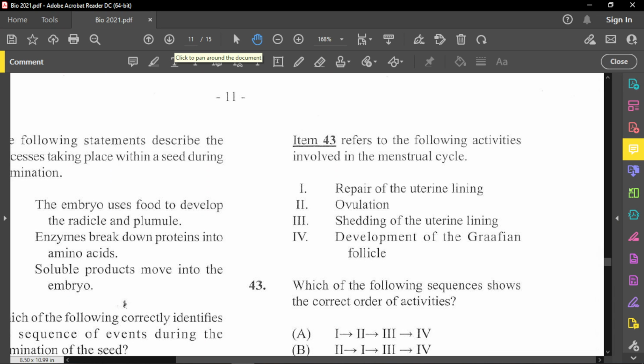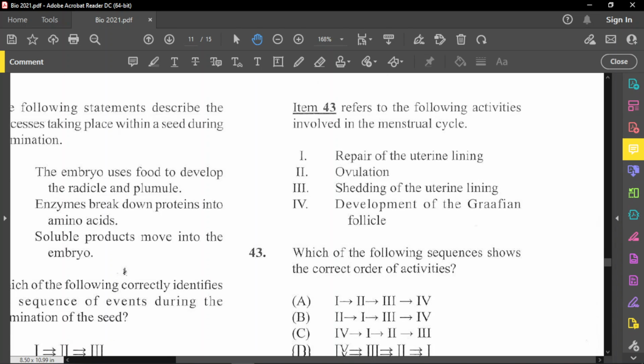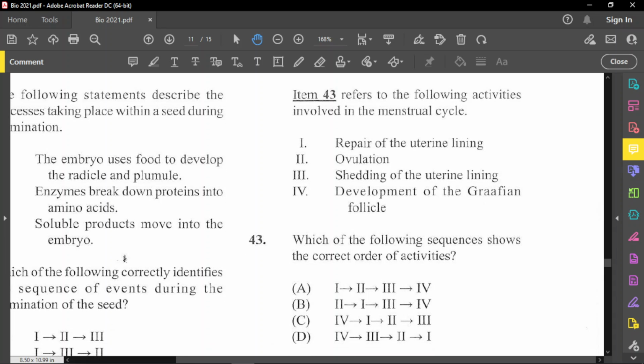Question number 43 is a reference to the following activities involved in the menstrual cycle. Okay, so this is in the menstrual cycle. And here it says that you have repair of the uterine lining, you have ovulation, you have shedding of the uterine lining, development of the Graafian follicle. And now it asks, which of the following sequences shows the correct order of activities?